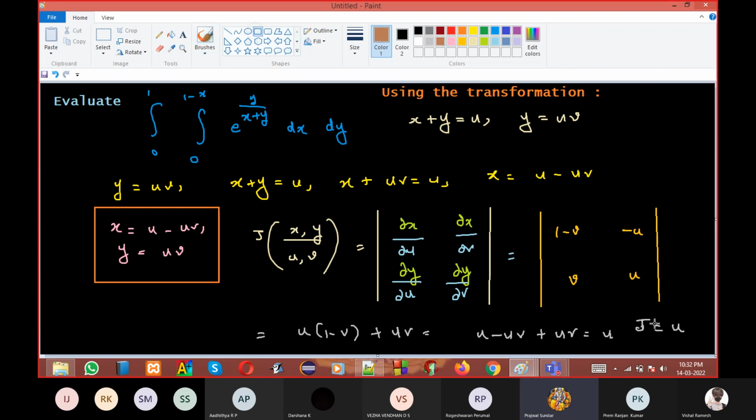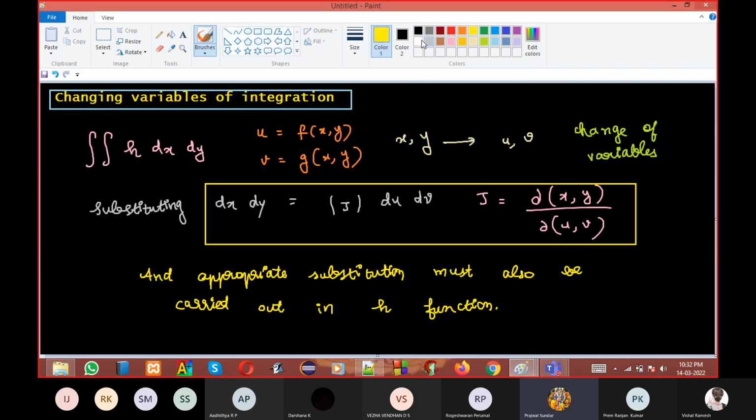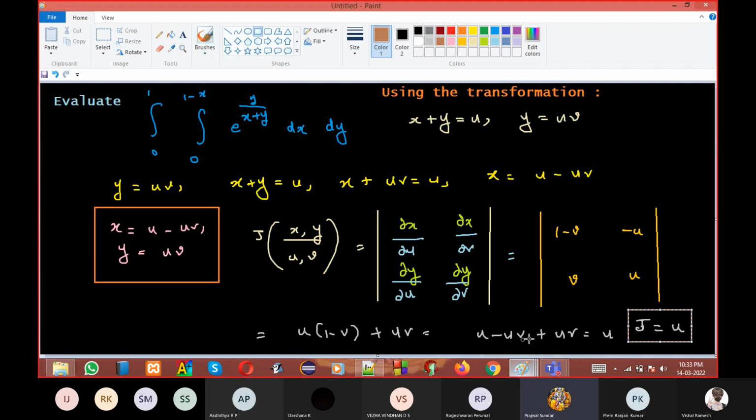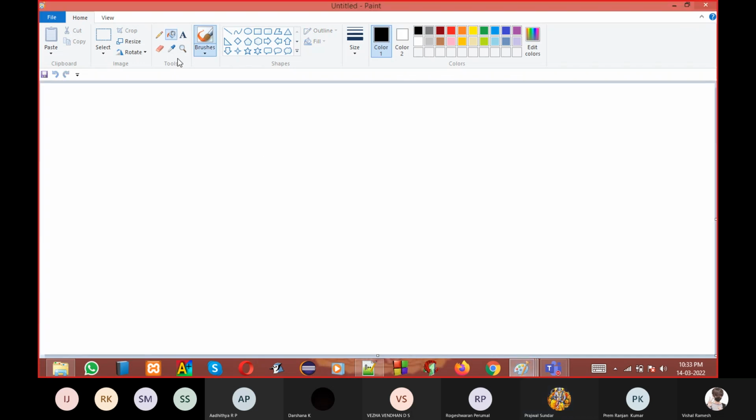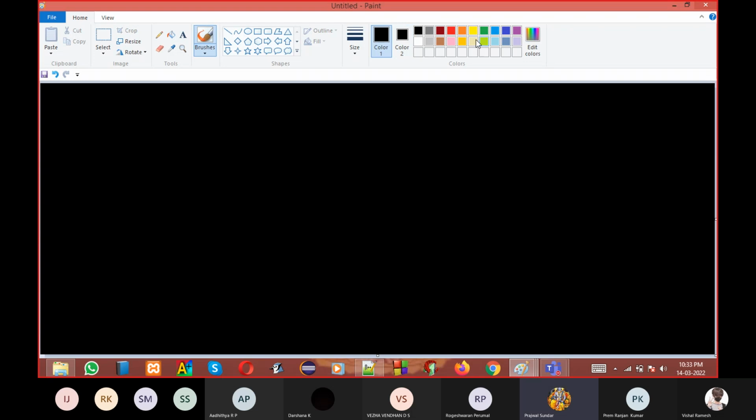Clear? You have done this. And one more thing I forgot to tell you. This is the modulus value. You will take mod, as I know. Don't worry much about it. Just take the Jacobian value. This is Jacobian, clear. Jacobian you got as u. That's it. Now look, now I'm getting a new integral.